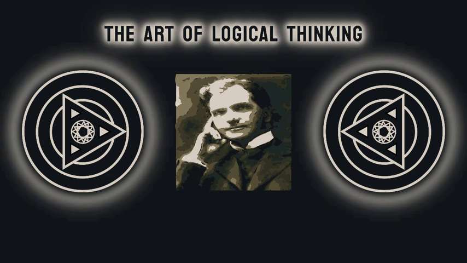5. That the middle term must be distributed, that is, taken universally, in at least one premise. This because, otherwise, the major term may be compared with one part of the middle term, and the minor term with another part of the latter, and there will be actually no common middle term, and consequently no common ground for an inference.